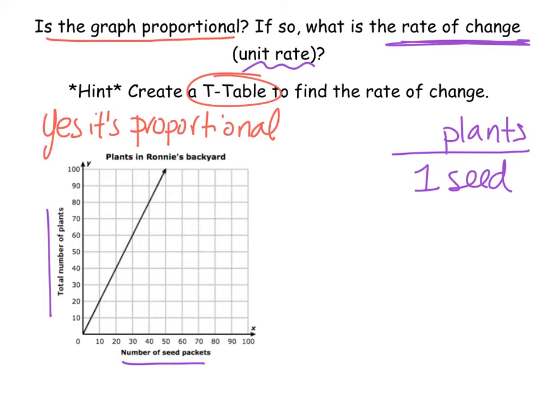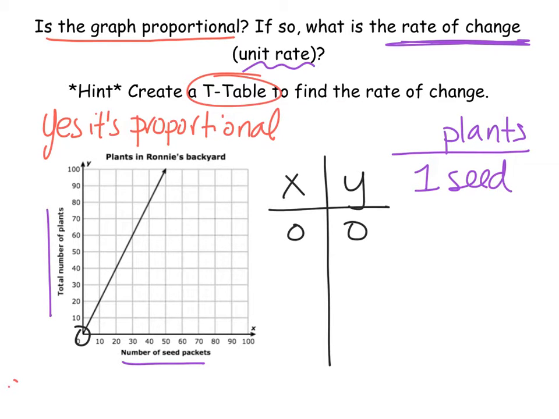What we can do is we can make a table to help organize our points. So if I make a table, I see the point 0, 0. We also have the point 10, 20. And we have the point 20, 40. We have more points, but 3 is plenty. And we need to find a unit rate, or that rate of change.